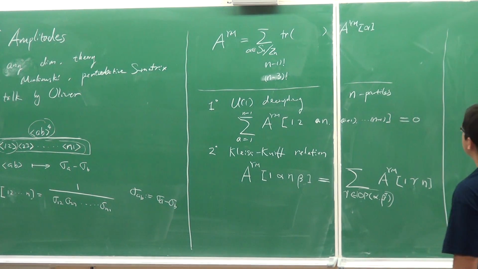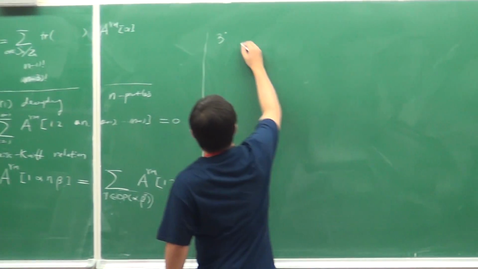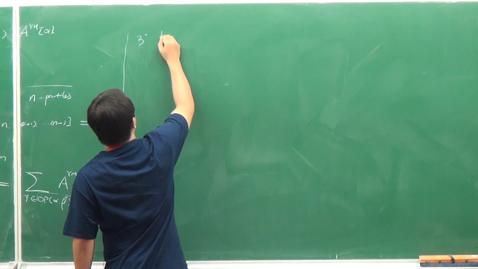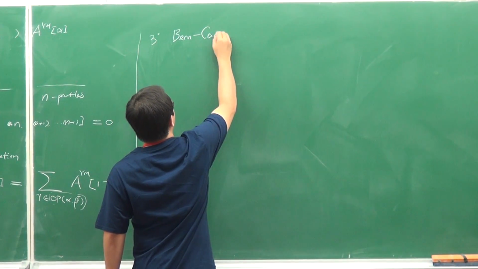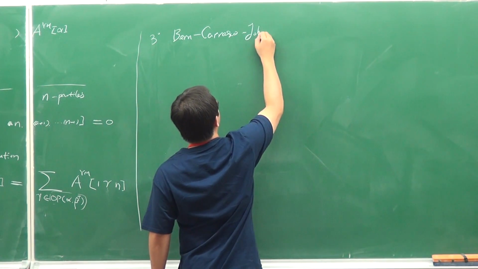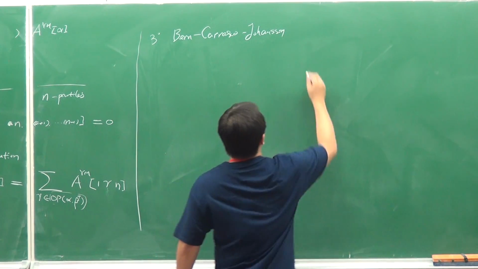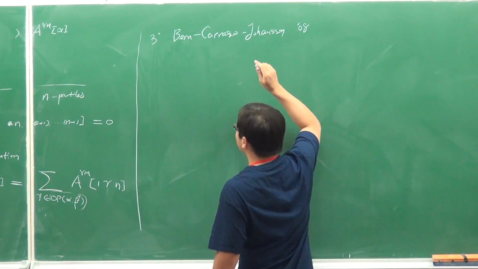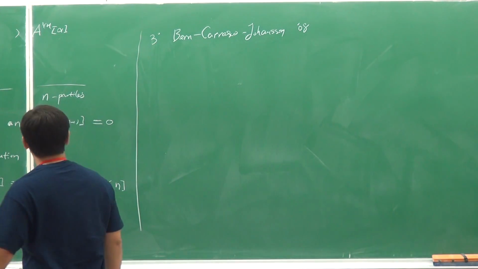Then there's a third set of relations, which is very remarkable, which is due to Bern, Carrasco and Johansson. Yes, the last two speakers are among the audience.